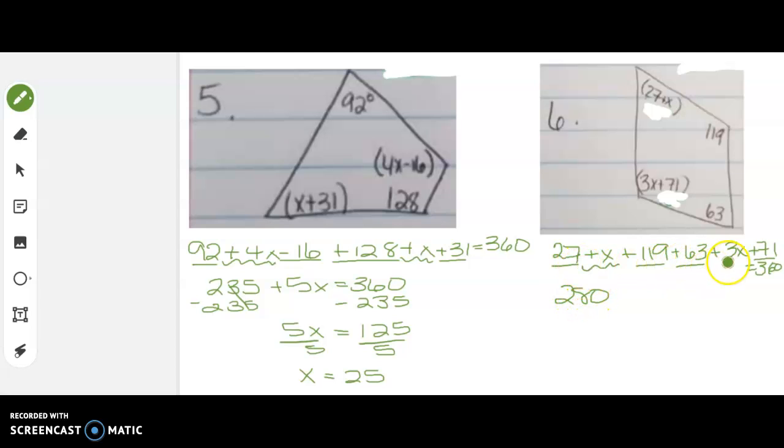I have an x variable and I have a 3x variable. They combine to give me 4x. That adds up to 360. Then I'm going to subtract 280 from both sides. And 4x is going to equal 80. We're going to divide by 4. And x is going to equal 20. All right, so these are some examples to help you set up and solve the problem to find the missing angle or the missing variable.